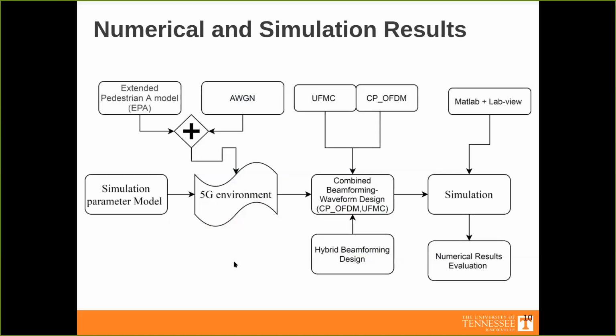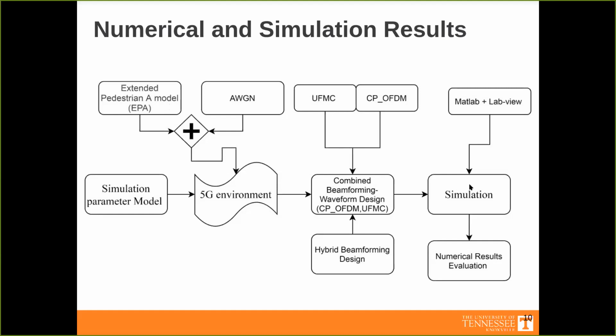This is a diagram to show the experiment where first we set the parameters for the simulation system. Then we set the parameters for the 5G environments. We use two types of channel models, the additive white Gaussian noise and the extended pedestrian A model, with different features and parameters. Then we use the combined beamforming and waveform, using the two types of waveforms, and compare their performance. And we use the hybrid beamforming design that we talked about.